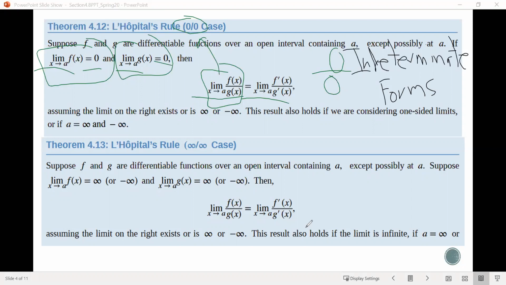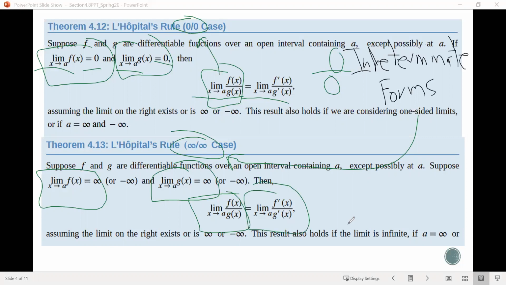All right, similarly, if we have a similar setup, we're taking the limit of the ratio of two functions, and the limit of the top is equal to positive or negative infinity, and the limit of the bottom is equal to positive or negative infinity. Well, that's another indeterminate form that we're calling an infinity over infinity case, and we can do a similar thing. Take the derivative of the top function and the bottom function, and then find those limits.